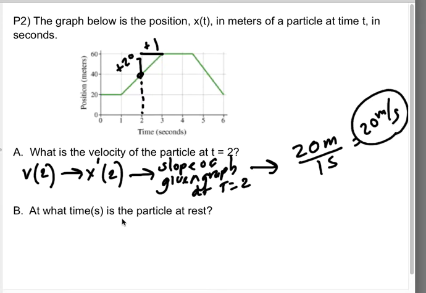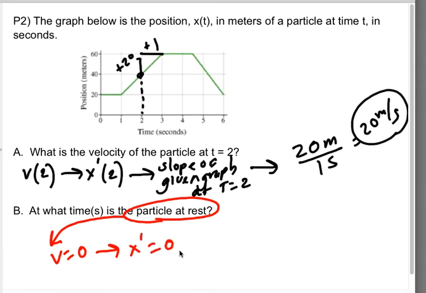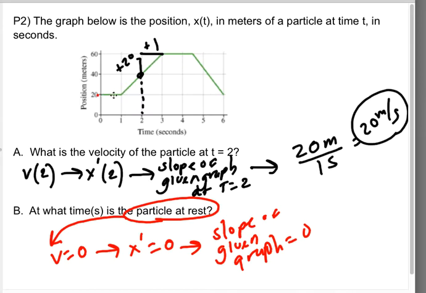At what times is the particle at rest? Remember, your job in communicating understanding is to say, that means v is equal to 0, which means that x prime is equal to 0, which means that the slope of the given graph is equal to 0. Well, that happens here and also here. Now, you kind of have to estimate that this is 4.5. We're just going to call it 4.5. So my answer is going to be starting at 0, because it is level at 0.